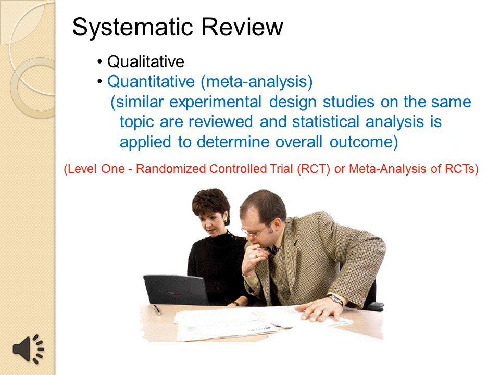A quantitative systematic review is one where similar experimental design studies on the same topic are reviewed, and statistical analysis is applied to determine overall outcome. This is referred to as a meta-analysis, and will be covered in more depth later in the course. Note that this type of systematic review can be referred to as a Level 1 study, but only if the meta-analysis is done on articles reporting on randomized, controlled trials.